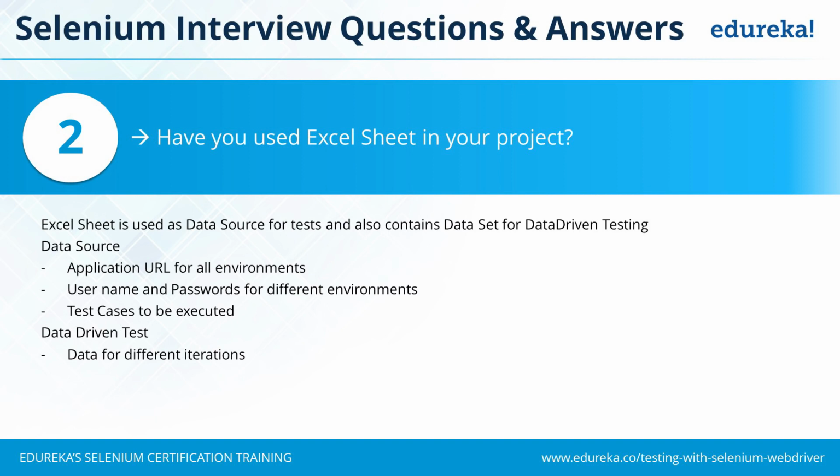So you can keep a column with the name of the test case, and whether you want to execute it or not, maybe in yes and no format. Whatever test cases have a yes in front of them, only those test cases will get executed. The rest will be skipped. So these are the three major uses of Excel sheet when it is used as a data source.